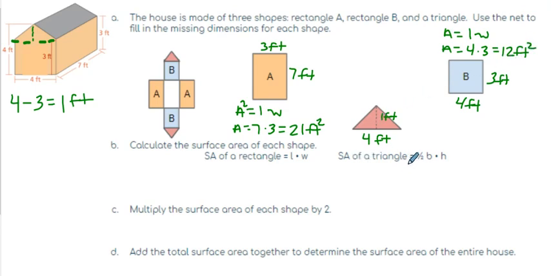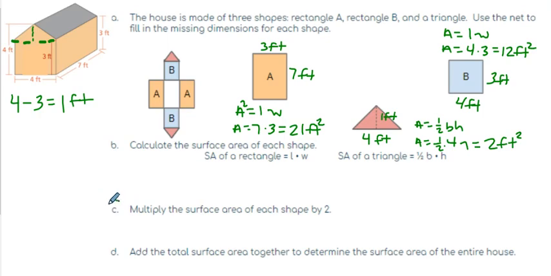The surface area of a triangle is 1/2 my base, so the bottom of my triangle, times my height. And again, my height has to be perpendicular to my base. So I have my area is equal to 1/2 my base times my height. And in this case, the area is equal to 1/2, my base being 4, and my height being 1, which is equal to 2. Again, my units are in feet, and again, area, so my area is squared.